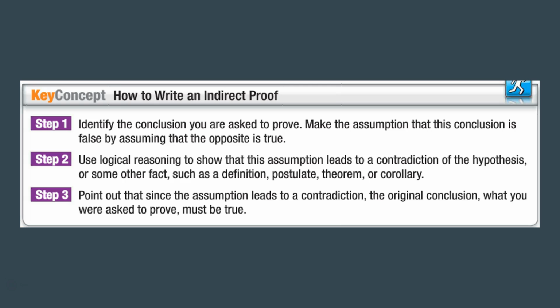of the hypothesis or some other fact, such as definition, postulate, theorem, or corollary. Step 3 is to point out since the assumption leads to a contradiction, the original conclusion, which we were asked to prove, must be true.